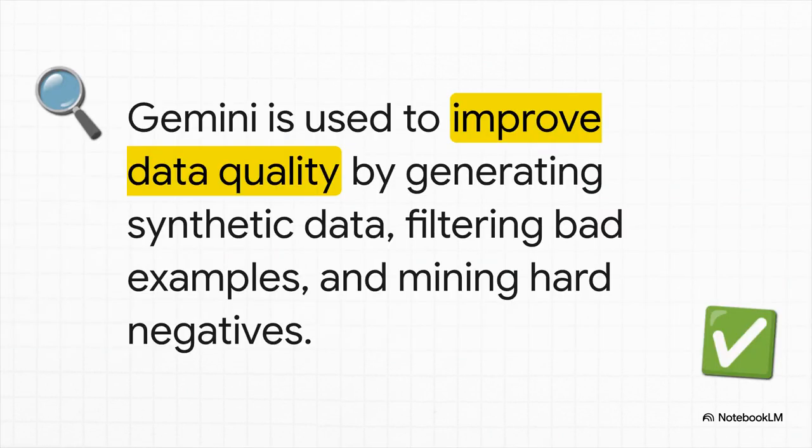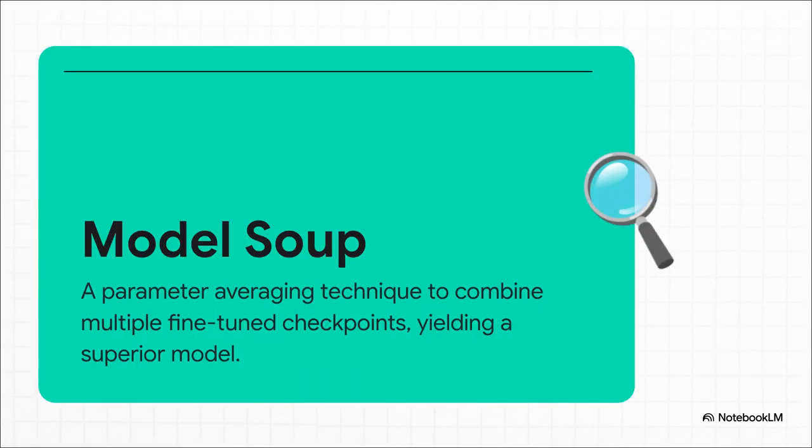Now, what's so fascinating is how they made sure that training data was top-notch. The team actually used Gemini to act as its own quality inspector. Think about that. It generated new training examples for itself, it filtered out the junk, and it even found what they call hard negatives, these really tricky examples that teach the model crucial subtle differences. And they wrap it all up with that clever technique, model soup. They took several different fine-tuned versions of the model, each one an expert in its own way, and just averaged their parameters together. What you get is this single, more robust, and way more generalized supermodel.